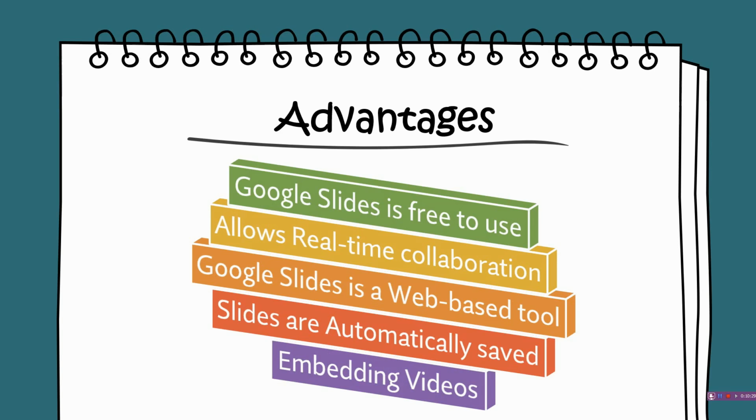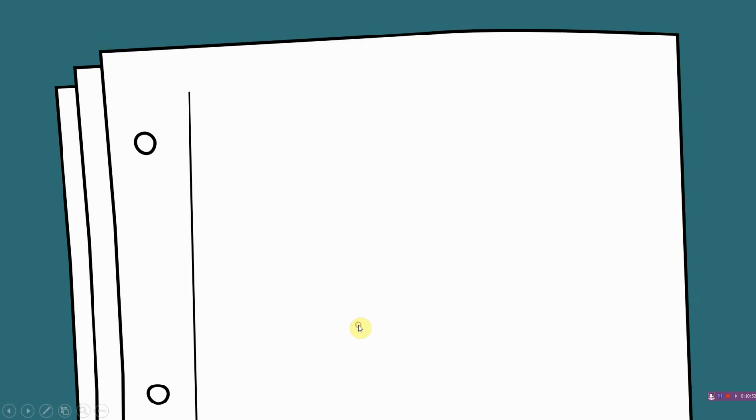Next one is embedding videos. One of the other benefits of Google Slides is the ease with which one can embed elements such as video, images, maps, etc. Embedding YouTube videos works especially well, which otherwise is a cumbersome process if you are using other presentation applications. So embedding of videos is very easy while we are using Google Slides.